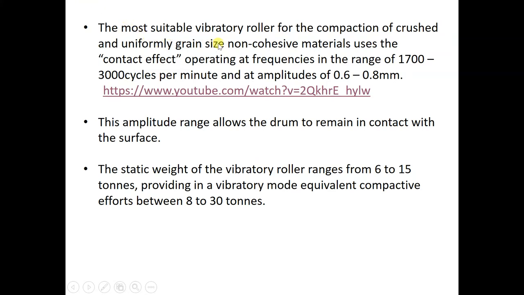The most suitable vibratory roller for the compaction of crushed and uniformly sized, non-cohesive material uses contact effect. There is some vibration, from 1,000 to 3,000 cycles per minute. The drum can vibrate, and they have amplitudes of 0.6 to 0.8. That means that when the drum is vibrating, it is lifted up from the surface. It's not directly touching the surface. It's lifted up to about 0.6 to 0.8 mm from the surface.